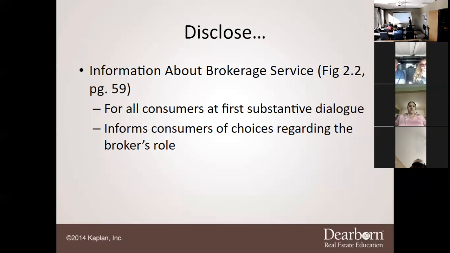And so it basically informs consumers of the choices regarding the broker's role. It's going to outline the broker's role, and it's going to outline what you can expect from the broker as well. So like I said, we've gone over it multiple times. You need the form. It's very important, but it could at some point scare somebody off. Yeah. Justin said it's happened to him. Say, I'm not signing that form. Sorry. So it does happen.